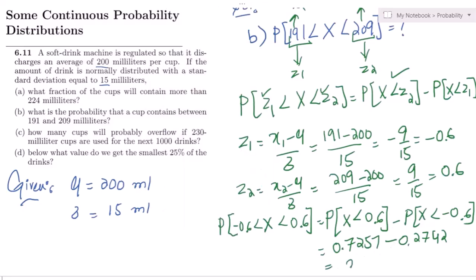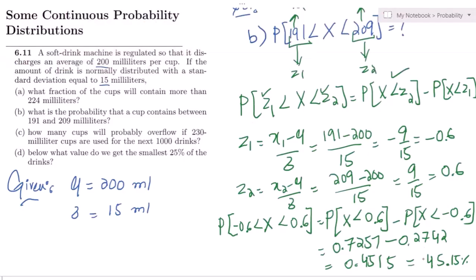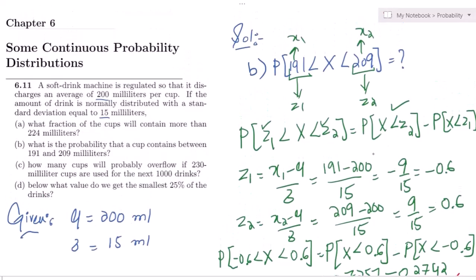So 0.4515, which is around 45.15%, and that is basically the solution of part B of my question. Okay, so this is the probability and this is the percentage. As we were asked to find the probability, therefore this is the answer. So that is for part B of my question.